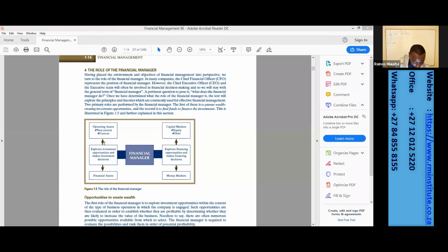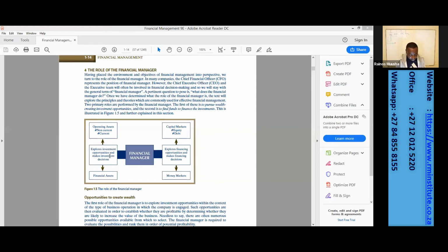So we are now looking at section 4, and section 4 looks at the role of the financial manager. So when you look at the role of the financial manager, you see that the financial manager is going to be making investment decisions and also making financing decisions as well. So when it comes to investment decisions, this is where they explore investment opportunities and make investment decisions, right? And on the other side, they explore financing opportunities and make financing decisions.